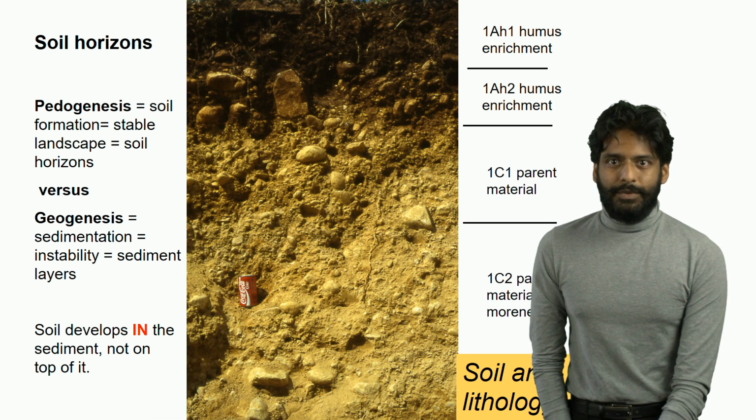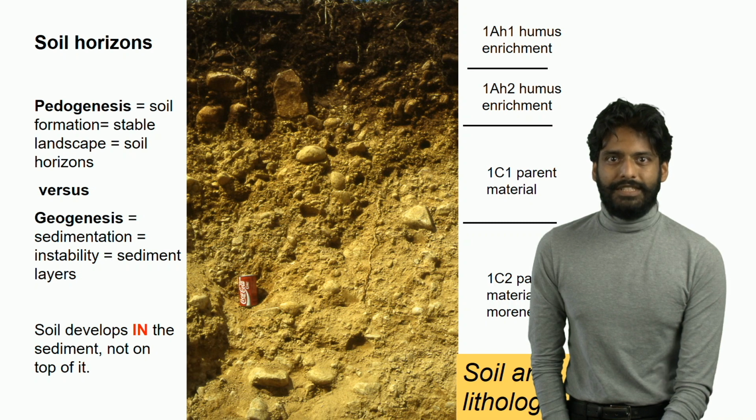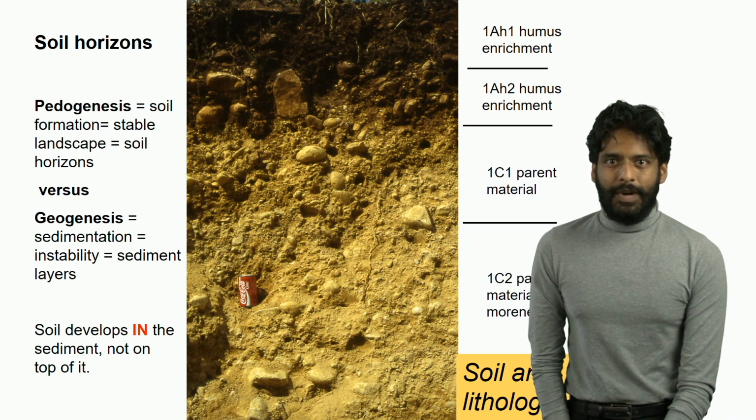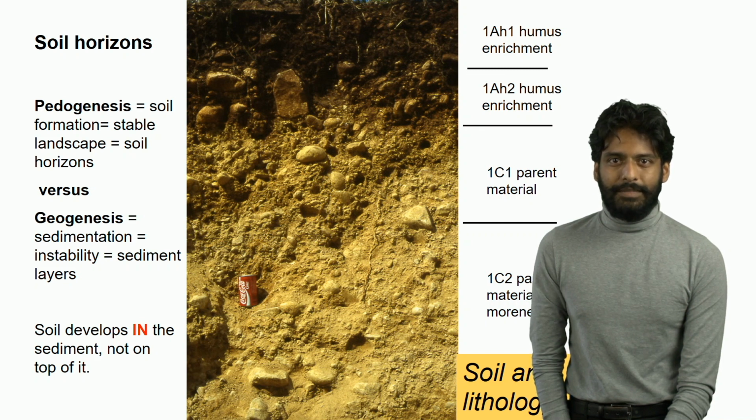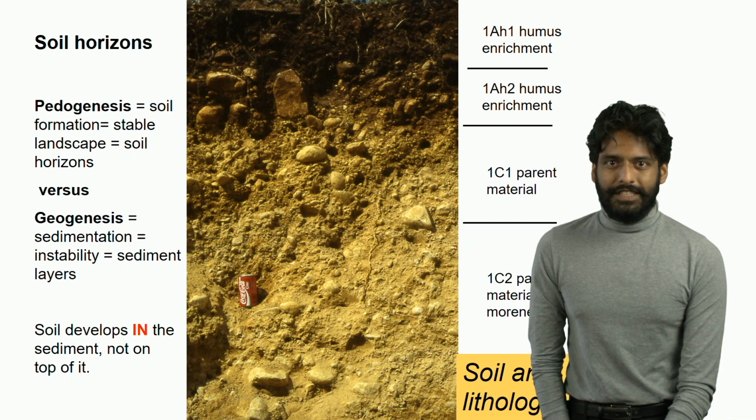Typically in a sediment, we can distinguish between sedimentation or sedimentary processes, geogenesis, and the soil formation, pedogenesis. The difference between the two is that geogenesis describes dynamic processes that are changing landscapes through the power of rivers or the force of wind, for example, resulting in sediment layers. Pedogenesis, on the other hand, reflects stable landscape conditions that allow for the formation of soil horizons and thus soil formation. This clear distinction means that soils always develop within the sediment and never on top of it.